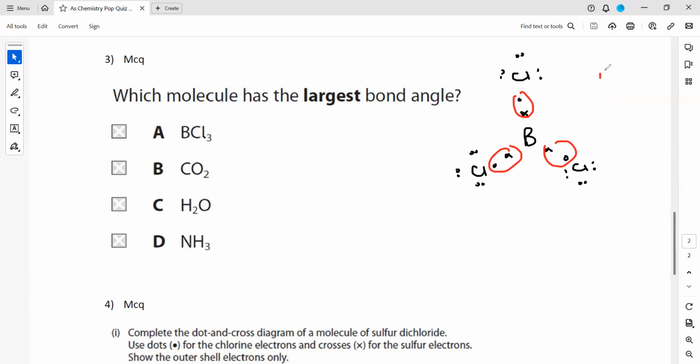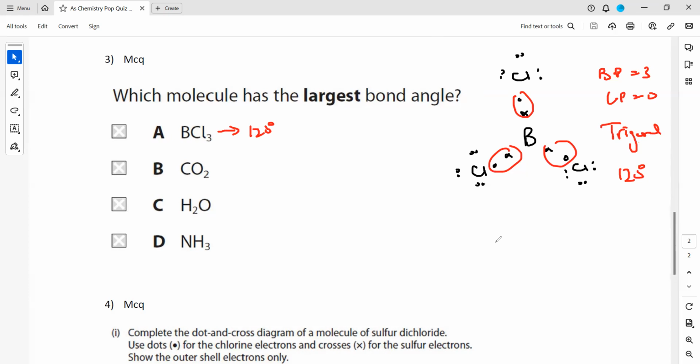When 3 bond pairs are there and there is no lone pair, it will have a trigonal planar structure with a bond angle of 120. So this will have a bond angle of 120.